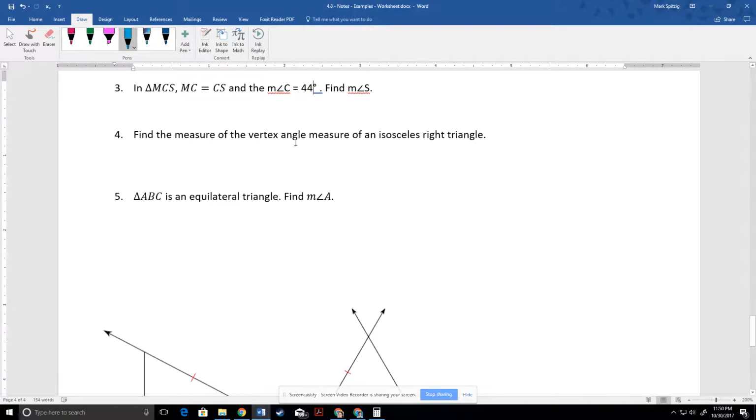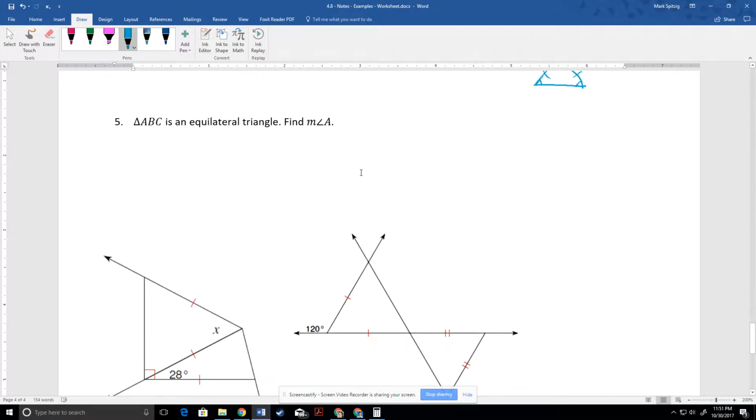It says find the measure of the vertex angle of an isosceles right triangle. In an isosceles right triangle, the vertex angle is always the right angle. So the angle between the legs here is going to be our right angle. So it's always going to be 90. So each of these angles, the base angles that are congruent, will be 45. And that's going to be 90. Adds up to 180. Makes sense. All right. So ABC is an equilateral triangle. Find angle A. Well, all the angles, angle A, angle B, angle C, all have to be 60. This is a super straightforward one.